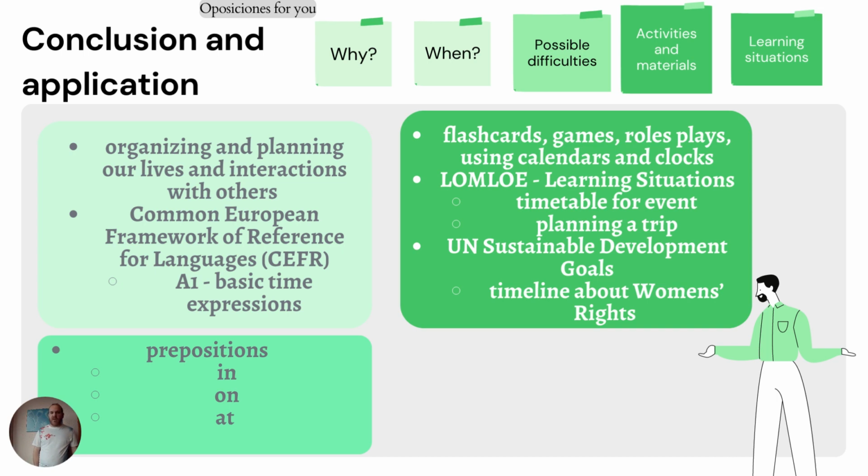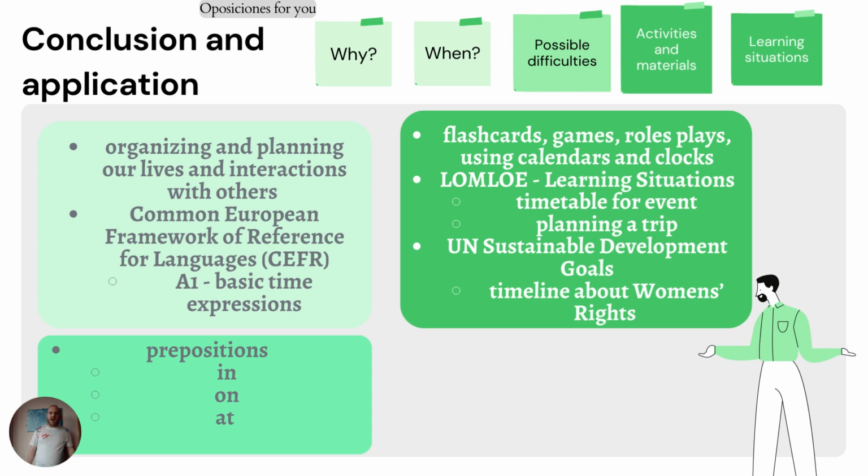Here are some ideas as well to build learning situations in line with LOMLOE, the new educational law, that include the use of time reference, time adjuncts, and frequency words. For example, we can create a schedule or a timetable for a school or a community event. We can also think of planning a trip or creating a timeline about a historical period. Remember that PBL, project-based learning, rules apply here, so it is important to plan it accordingly.